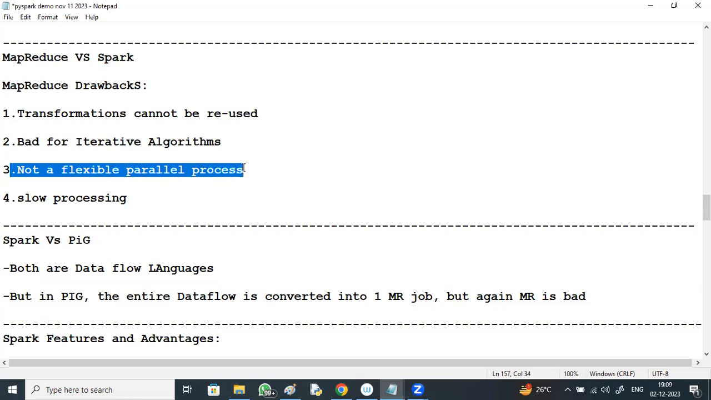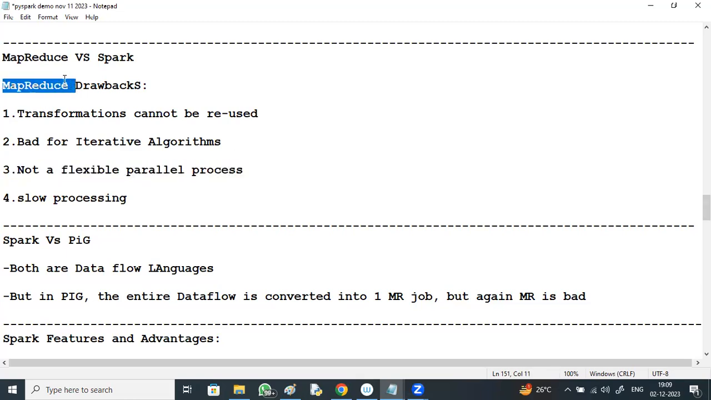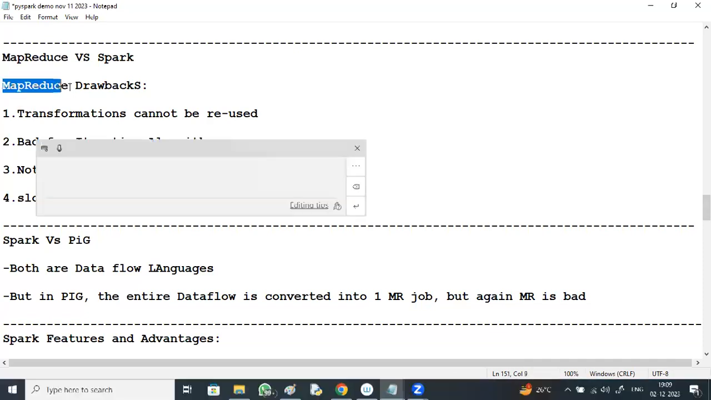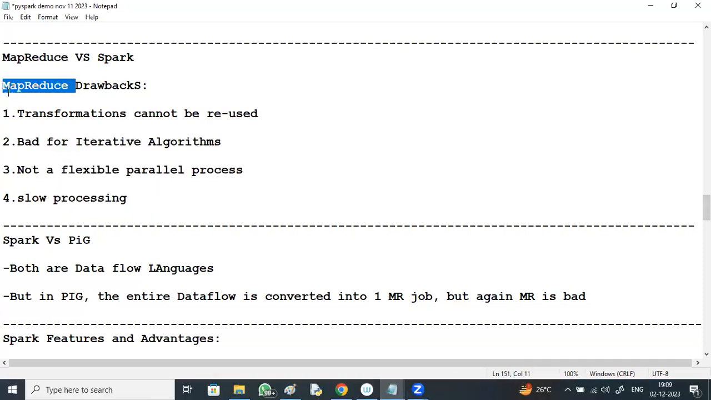It is not a flexible parallel process. MapReduce has a mapper phase and a reducer phase, which are meant for parallel processing. But the first mapper phase executes, then the reducer phase executes. Both can't be executed in parallel, because the mapper output is taken as input by the reducer. So it's one after the other, not a flexible parallel process. And MapReduce has slow processing.